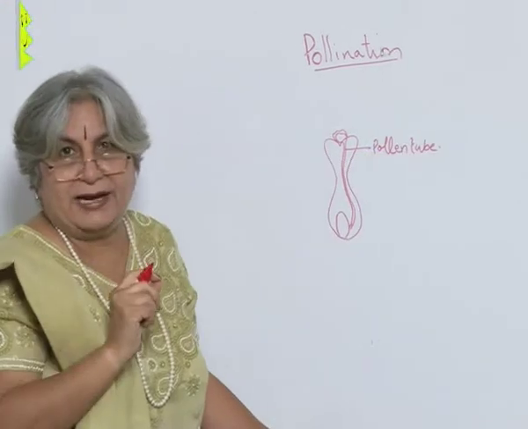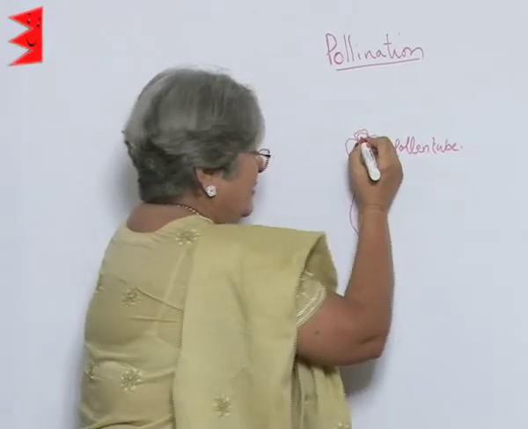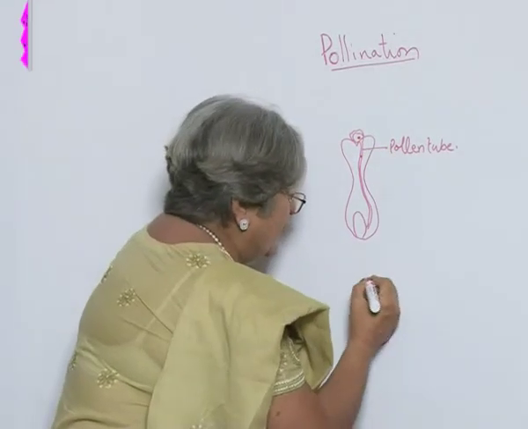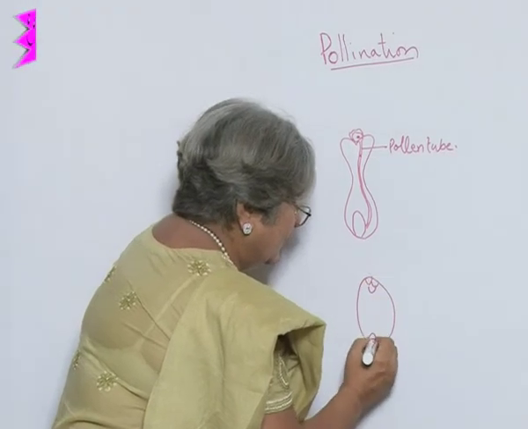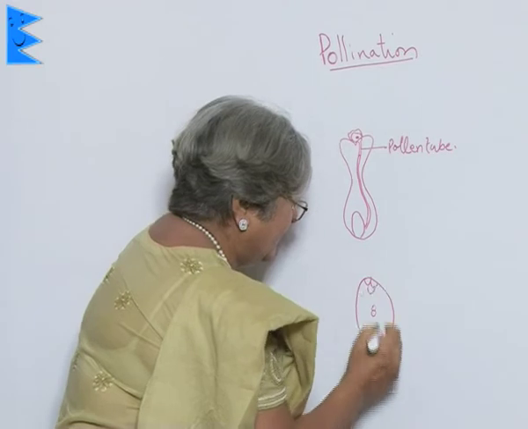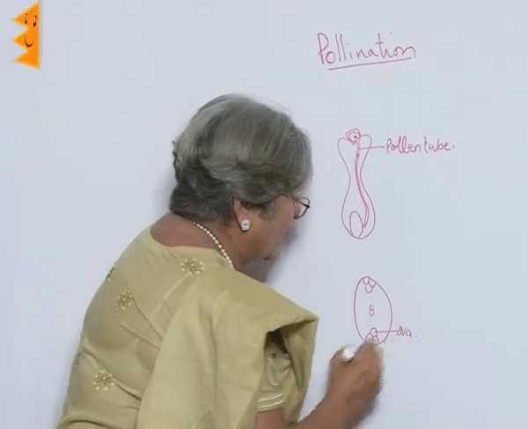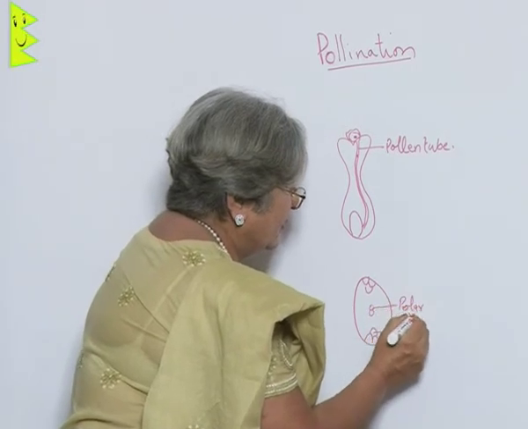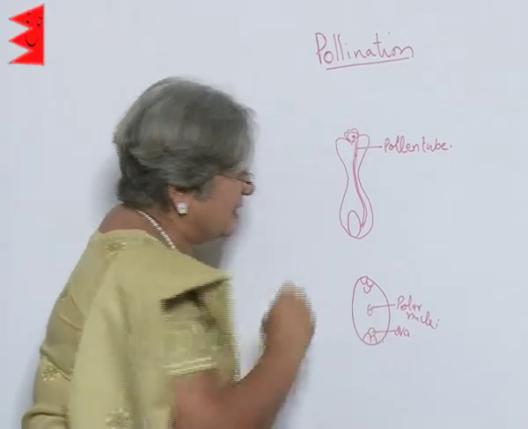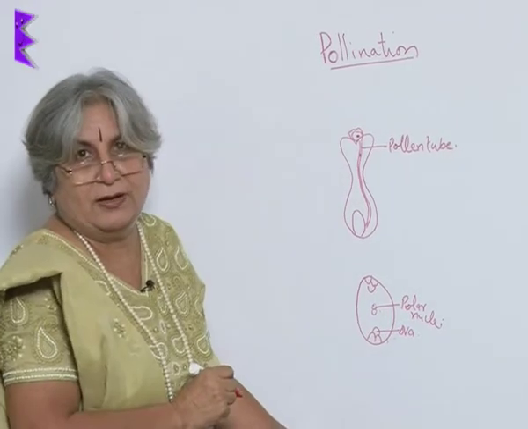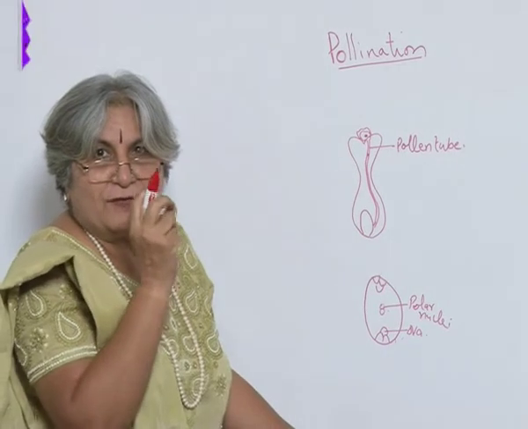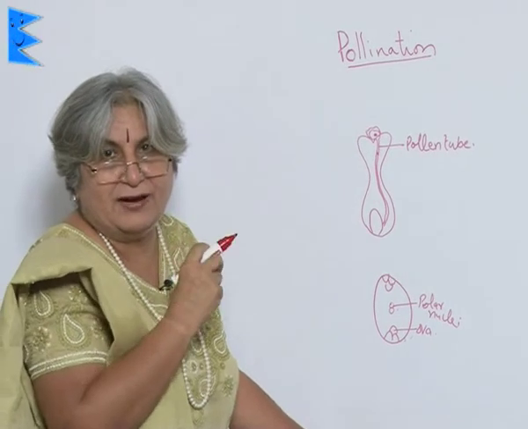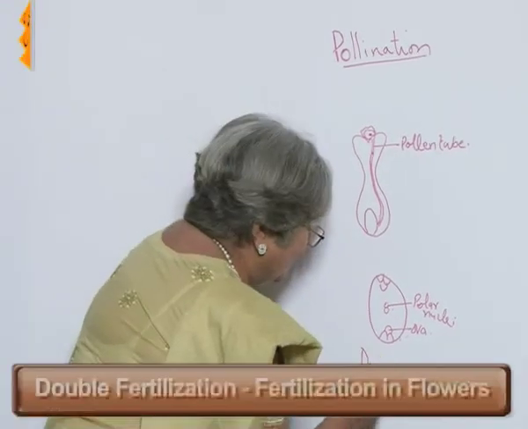Interestingly, the pollen grain does not have only one male gamete. There are two. If we see the structure of ovule, it has 8 cells. This is the ova. These are the polar nuclei. So, one gamete combines with the polar nucleus and other with the ova. So, the union is of two male gametes. So, that is why in flowering plants, the fertilization is called double fertilization.